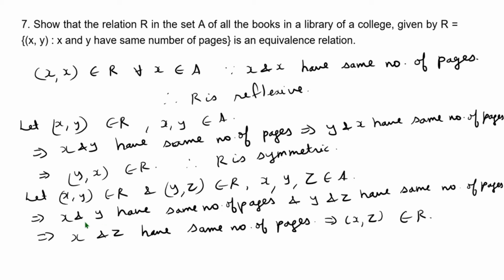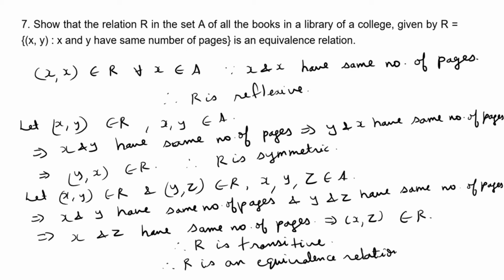So we took x comma y belongs to R and y comma z belongs to R, and we got x comma z belongs to R, which means R is transitive. Therefore, R is transitive. So we got R is reflexive, symmetric and transitive. Therefore, R is an equivalence relation. I hope this is clear.